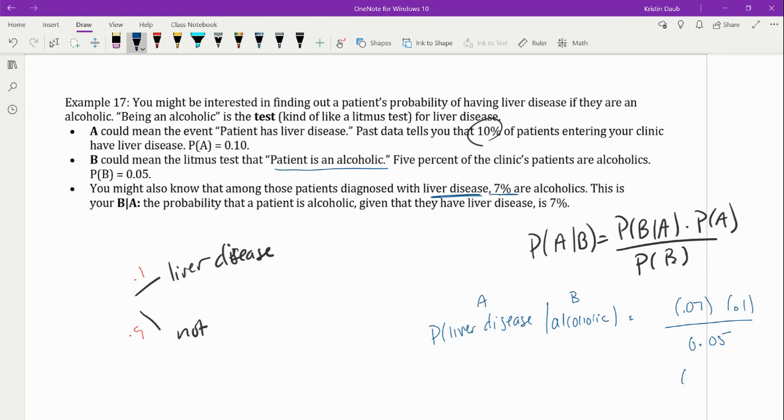If you type this in your calculator, you'd get 0.14. So let's say I know that a person is an alcoholic. The chance that they also have liver disease is 0.14. Kind of a useful thing that we can do there with Bayes' theorem.